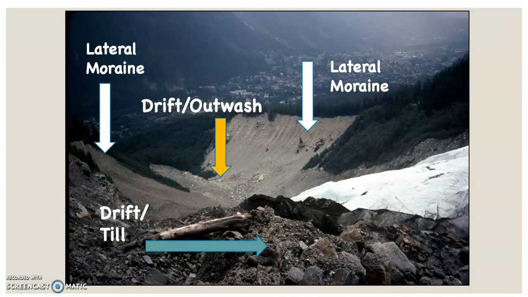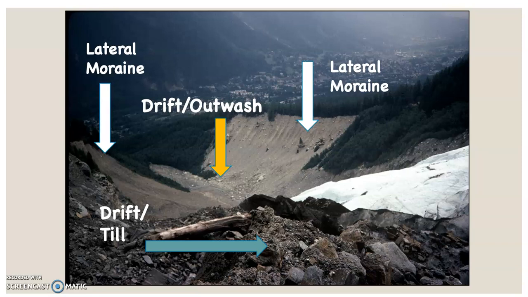You can see in the bottom the blue arrow is pointing at a type of drift, which is till. Look at that. You can see that it's all mixed together, big stuff, little stuff, all together because it's being deposited directly by the glacial ice. Down in the bottom of that valley, you can see the bronze arrow is pointing. Barely you can tell there's a river that runs away from the snout of the glacier. That, of course, would be outwash because it's being deposited by the meltwaters, and running water always transports and deposits in a hierarchy.